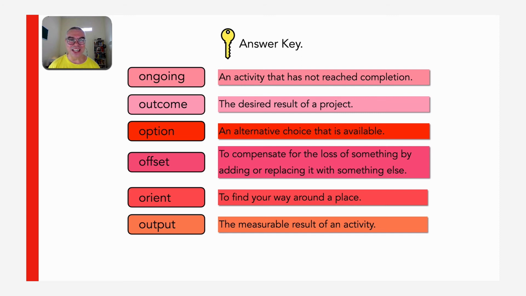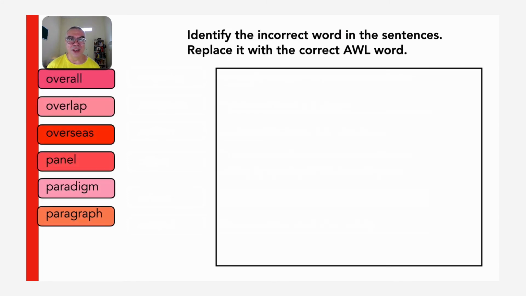Well done. Are you ready for the last group in this set? Let's go and finish off on a high. Here are the words we are going to look at. Overall, overlap, overseas, panel, paradigm, and paragraph. And to make you work a little harder, this is the incorrect word exercise. Please read the practice sentences carefully. One word is incorrect. Replace it with the AWL word from the group.